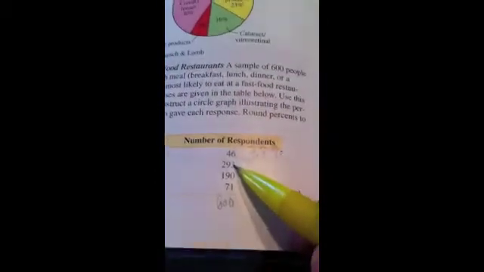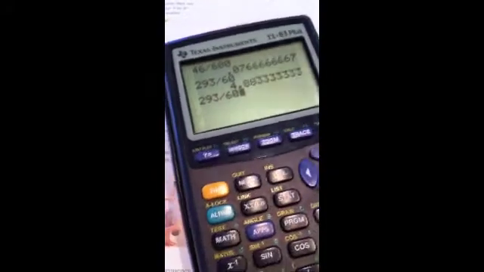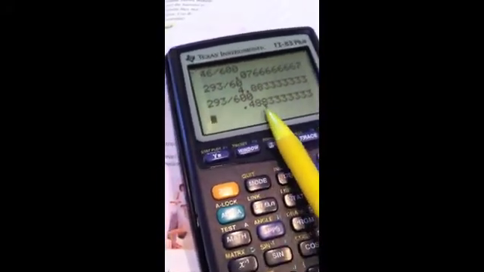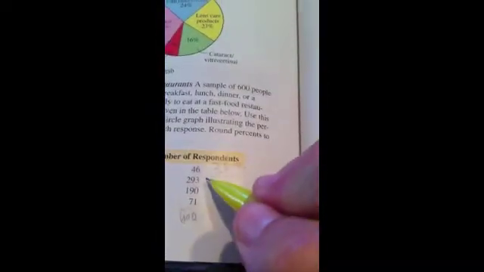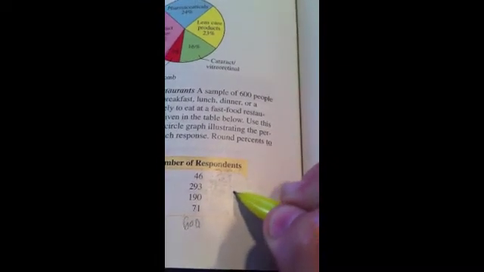Same thing with this guy, 293 out of 600. So 293 out of 600, oops, not out of 60. 293 out of 600 gives you, scoot that decimal 2 places over, 48.8%. So 48.8%.